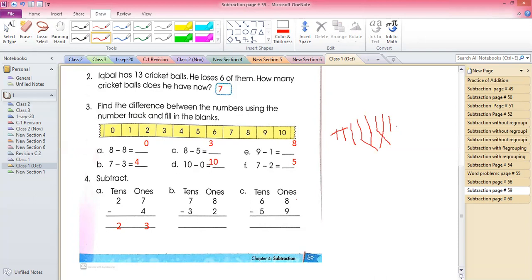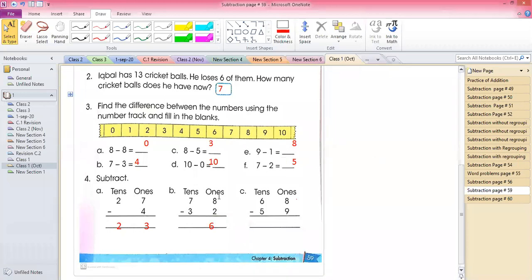1, 2, 3, 4, 5, 6. How many lines are left? Yes, 6 lines. So 8 minus 2 is equals to 6. So I will write here 6.